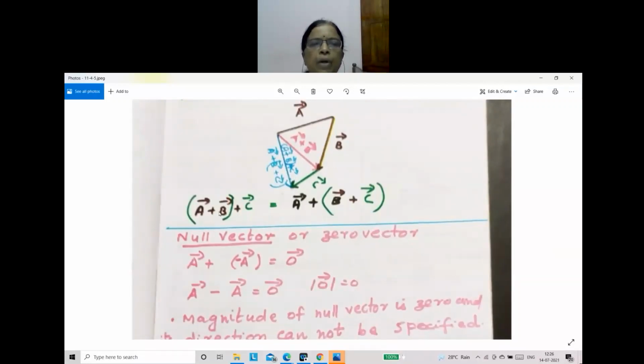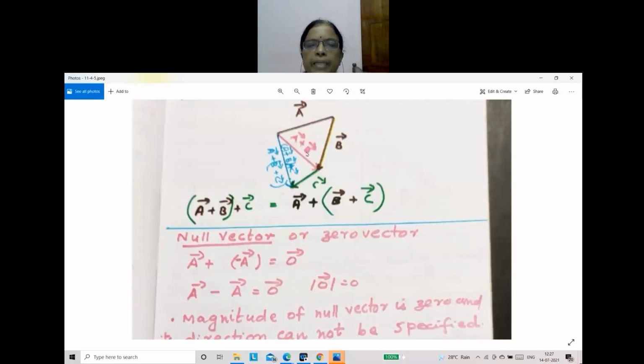A plus B we got this pink line, that is the A plus B, and we have to add vector C with that. So vector C, its tail is kept at the tip of A plus B. Tail of vector C is kept at the tip of vector A plus B. Then how will you find A plus B plus C? Where to where we have to draw the line, children?